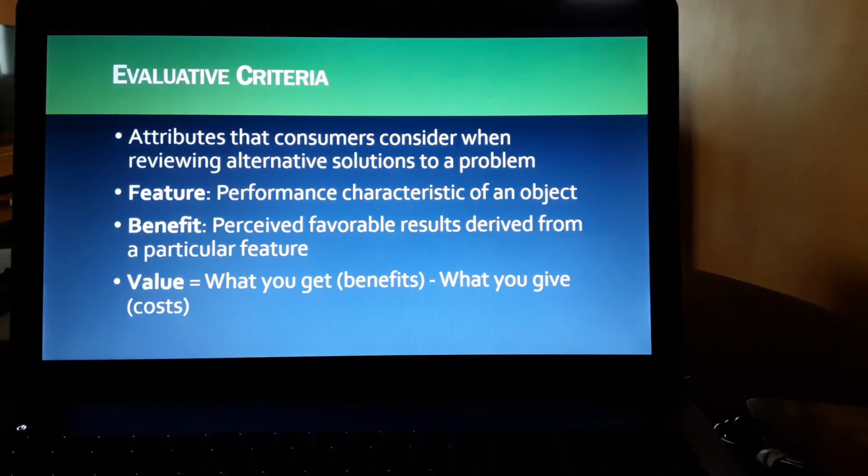All my options. So a feature is a performance characteristic of an object. What does it do for me? The favorable result is the benefit, and then the value is the benefits that you get, less what you have to give up in costs.